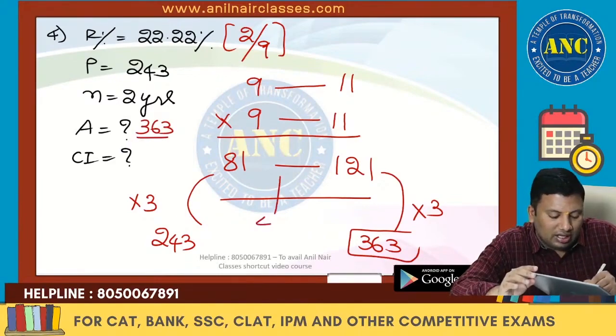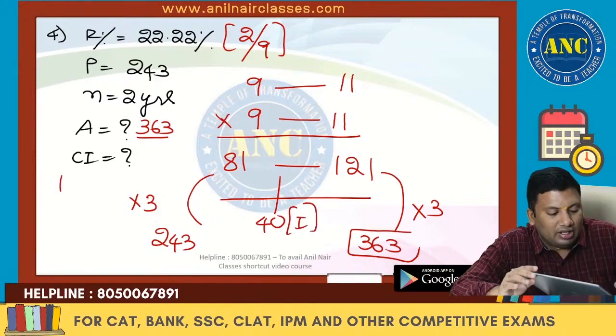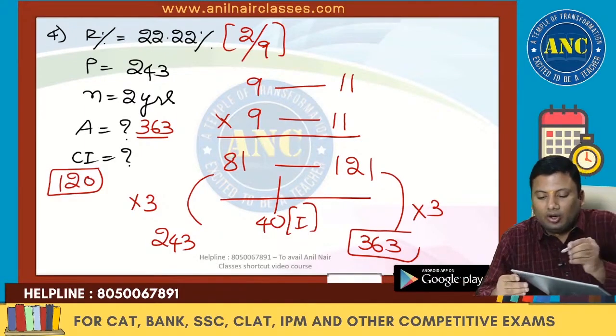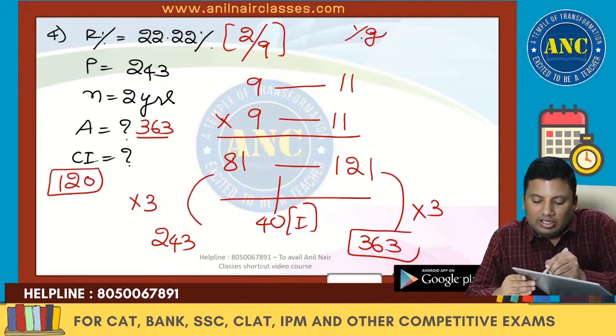The change is nothing but 40. This is nothing but interest. 40 into 3 is 120. 243 plus 120 is 363. The only thing you have to be extremely good at is percentage to fraction conversion.